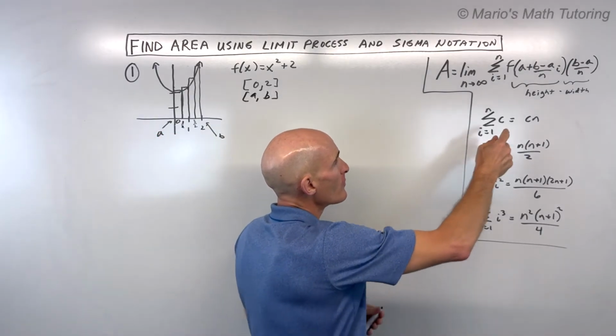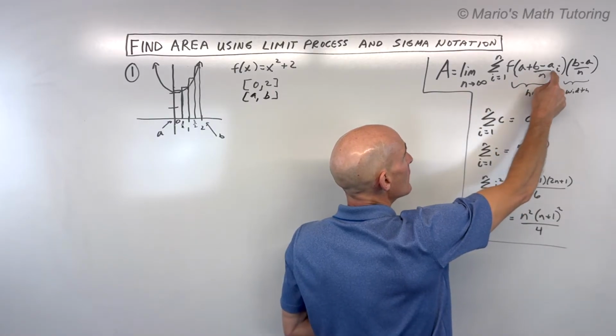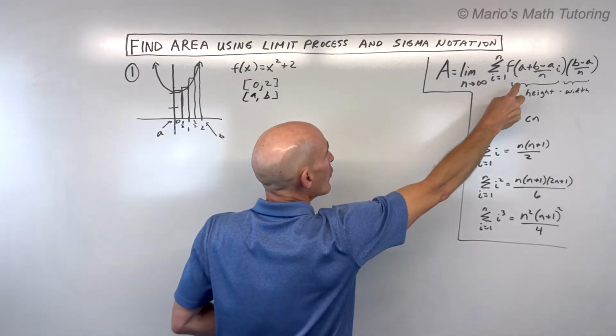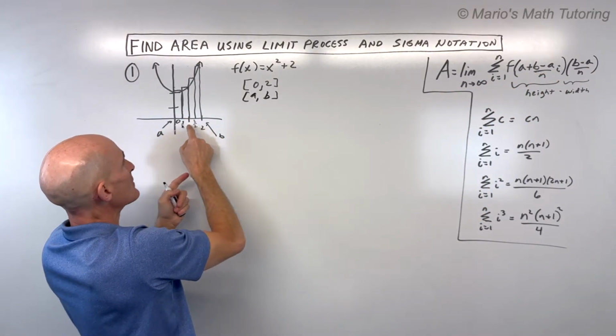Now, one little note about this index i. You can see if i was 2, I would start at a, which is 0, and I would be adding 2 widths. So I'd be adding 1/2 twice. That would take me to 1.